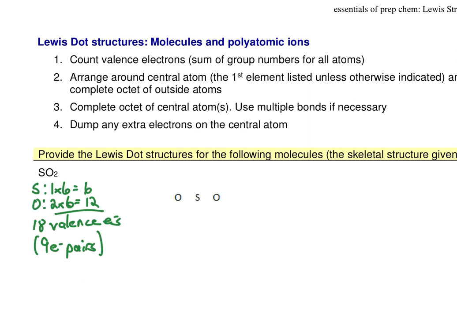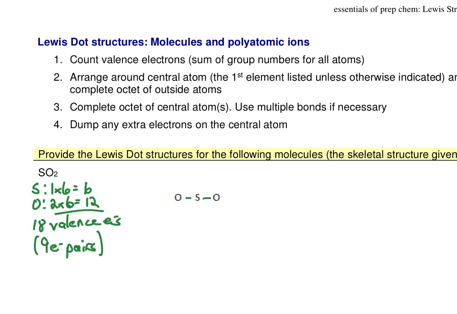So we've counted up the available valence electrons already. We see that we have 9 electron pairs. The second step is to connect up the outside and the center atoms and to complete the octet of the outside atoms.